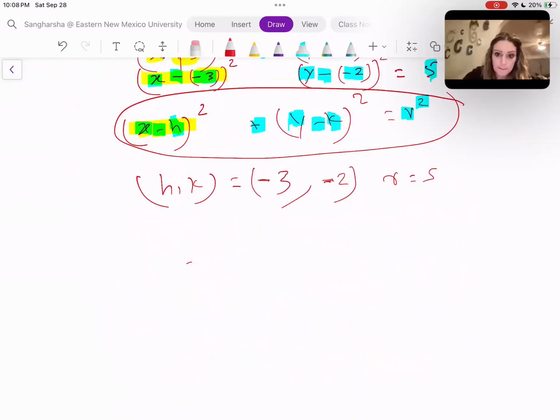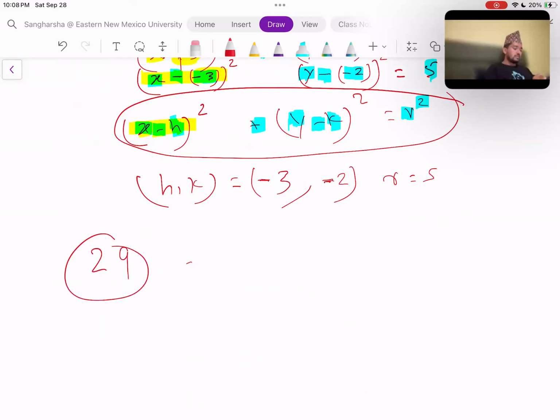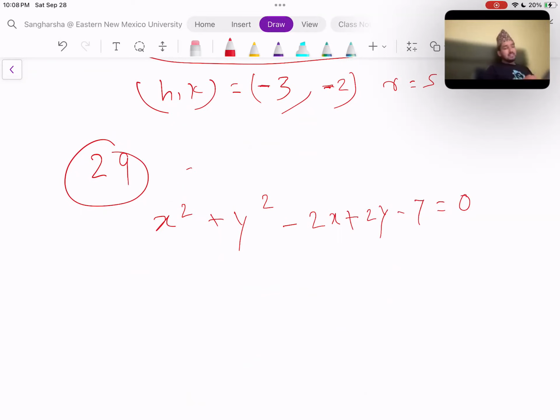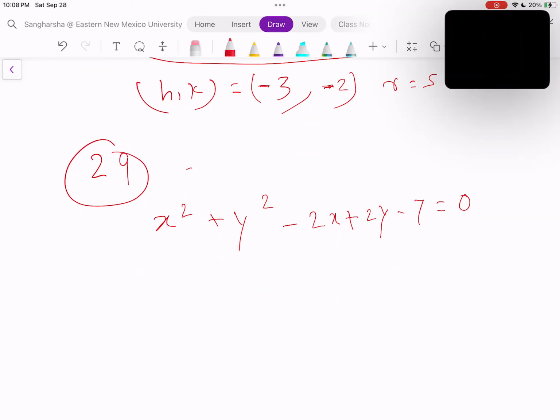Now, one more, and this is also important. You're going to have this type also. So we have x squared plus y squared negative 2x positive 2y negative 7 equals to 0. Now, is this in the standard form or in the general form? General. Yes, so this is in the general form, and we are asked to find the center.